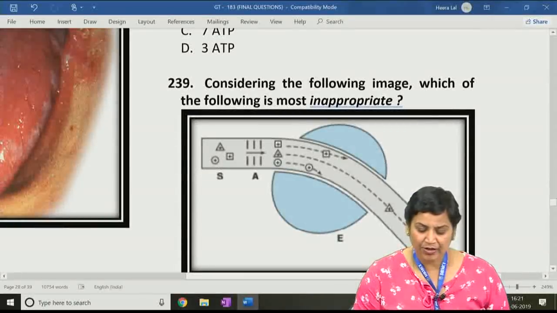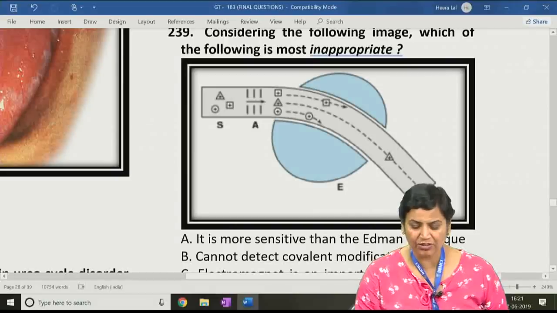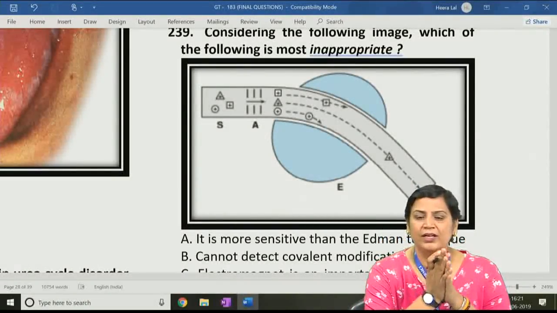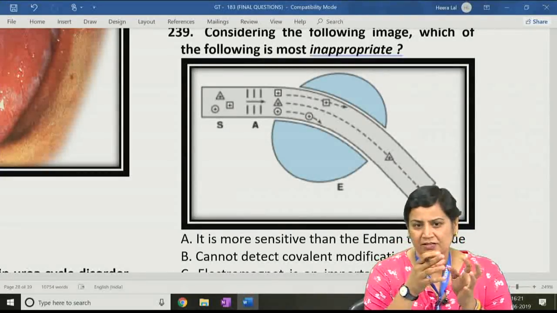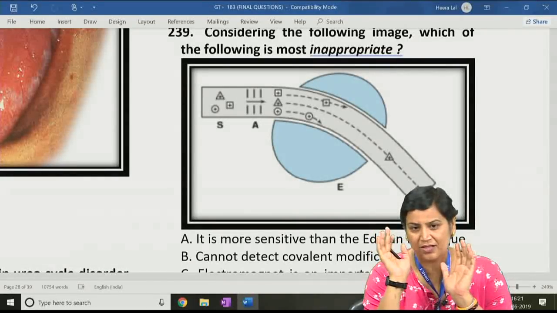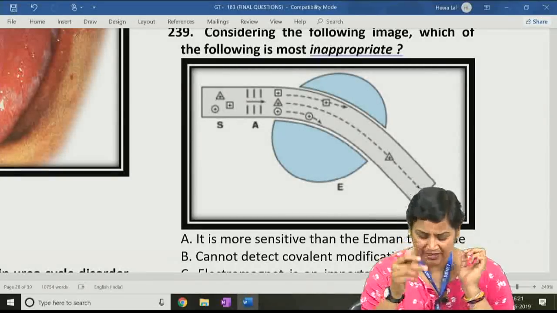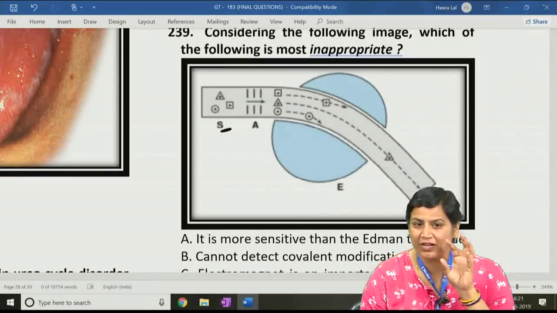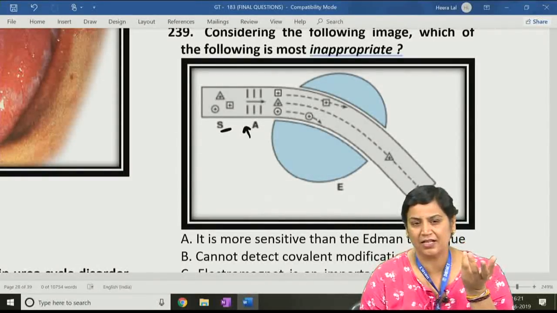Then the last question: consider the following image, which of the following is most inappropriate. Now see, this is nothing but a single mass spectrophotometer. What we are doing is studying the spectra of the proteins, which are formed of peptides as well as amino acids, with the help of this spectrophotometer. You can see S stands for the sample, where we are imparting the sample, and here the electromagnetic radiations are there.